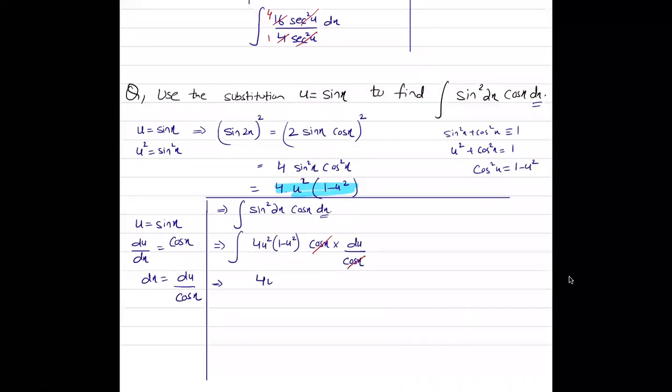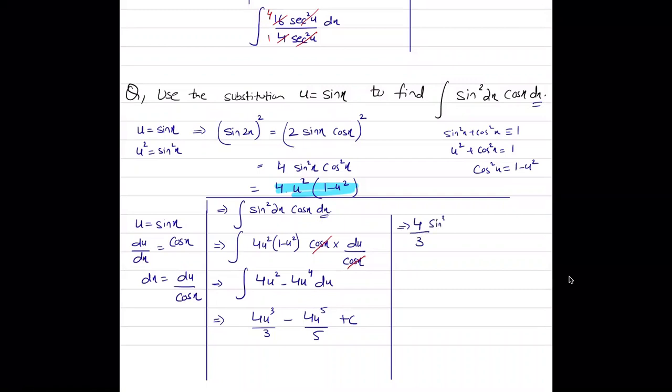So this brings us to the integration of 4u square minus 4u to the power of 4 with respect to du. The integration is going to be 4u cube upon 3 minus 4u to the power of 5 upon 5 plus c. Now I can replace u back with sin x. So 4 upon 3 sine cube x minus 4 sine to the power of 5 x upon 5 plus c. This should be the final answer.